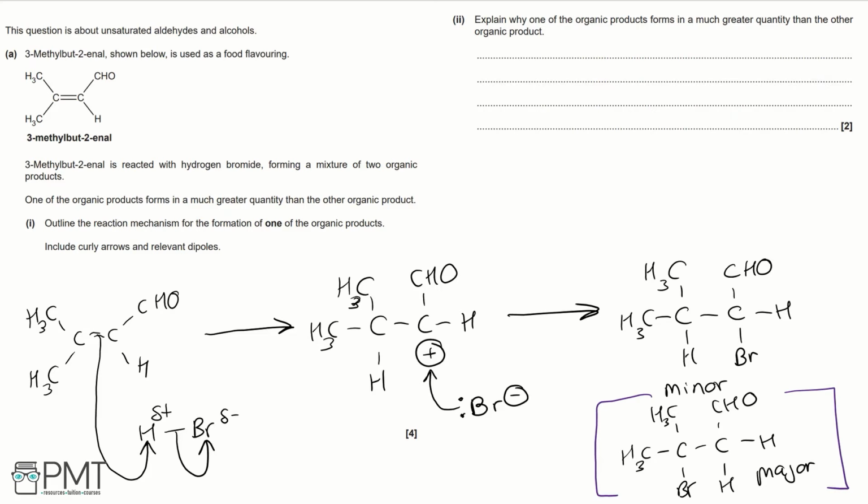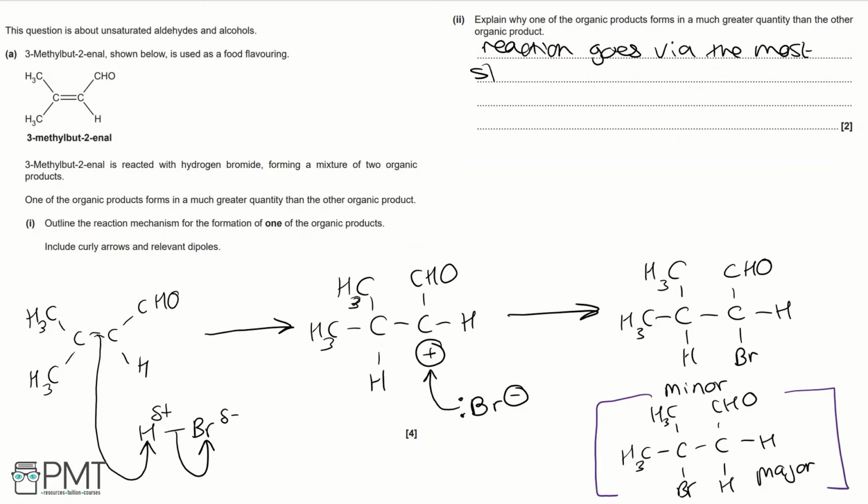Part 2. Explain why one of the organic products forms in a much greater quantity than the other organic product. The reason why one organic product forms in a much greater quantity than the other is something we've slightly touched upon in Part 1.